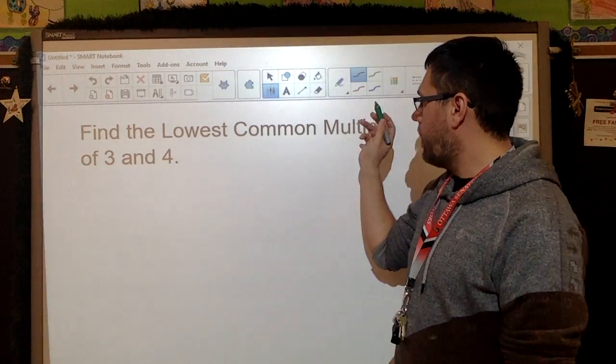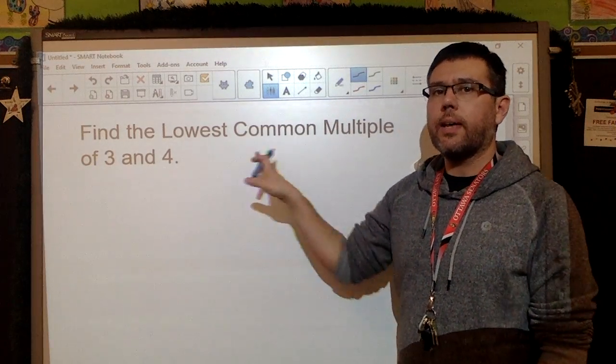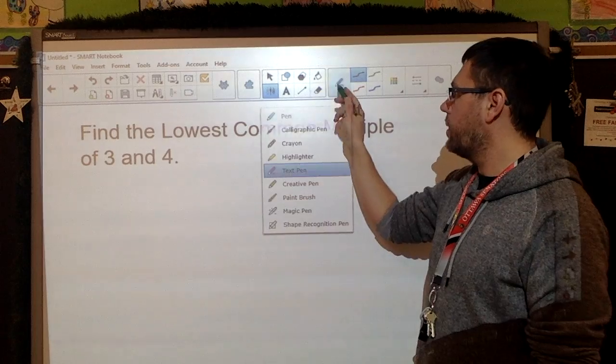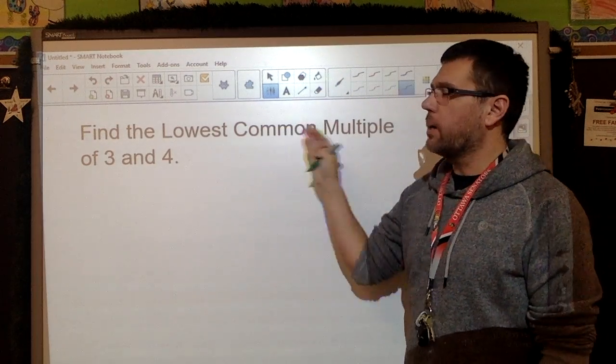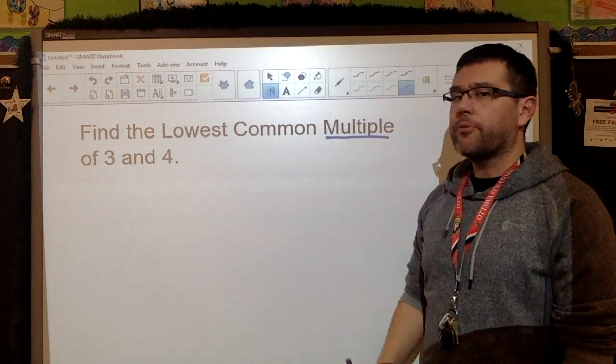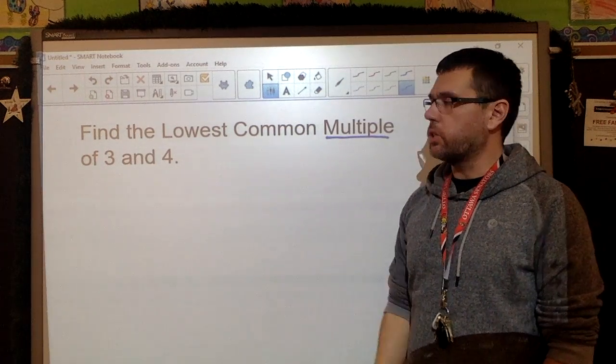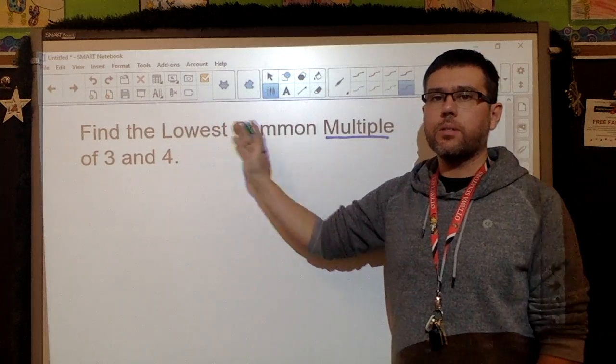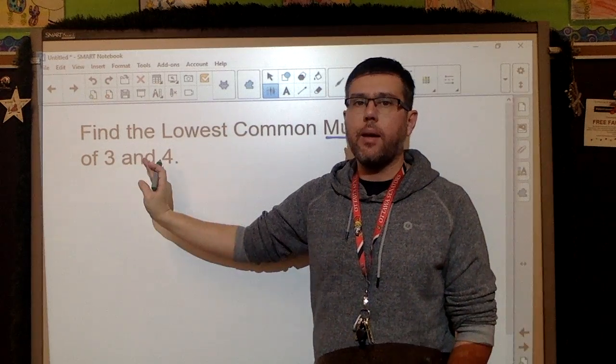All right, so then after we looked at multiples, we took a look at the lowest common multiple. This is a way to organize our thinking around this topic. So you know that multiple is referring to skip counting or multiplication. So this question is saying find the lowest common multiple of the numbers 3 and 4.